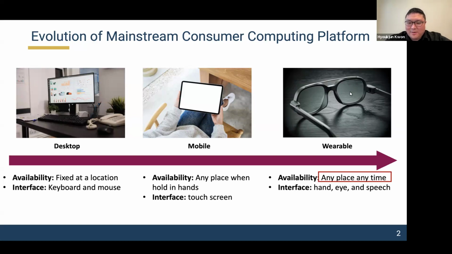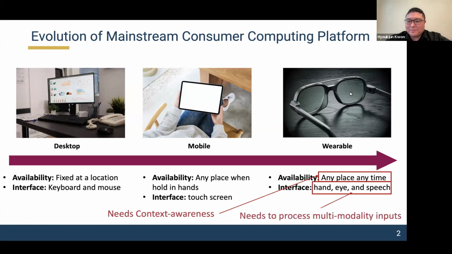Here are several important aspects. Any place, anytime, means the device needs to understand the context. For example, if you are in the lecture room, but the device suddenly tells you, okay, there's a great video game streaming, so I will turn it on for you automatically, then that's problematic. So the device also needs to understand the context of the user.